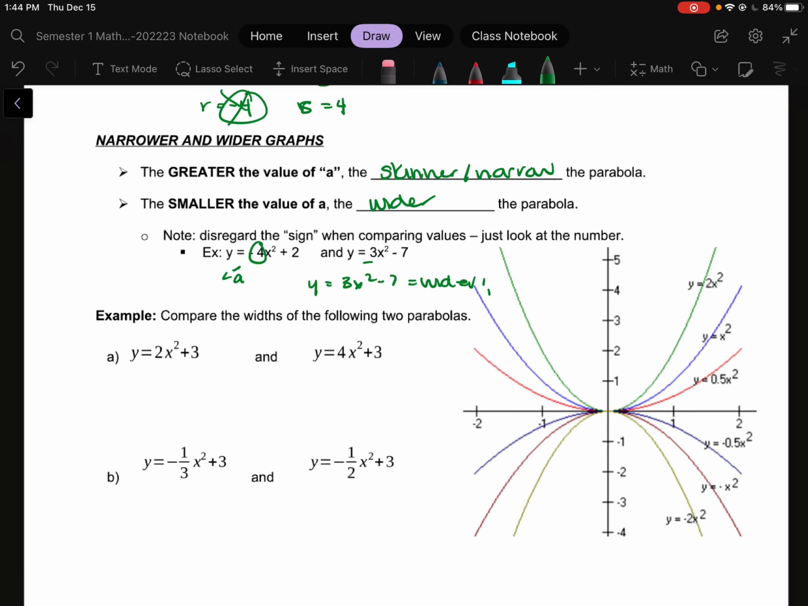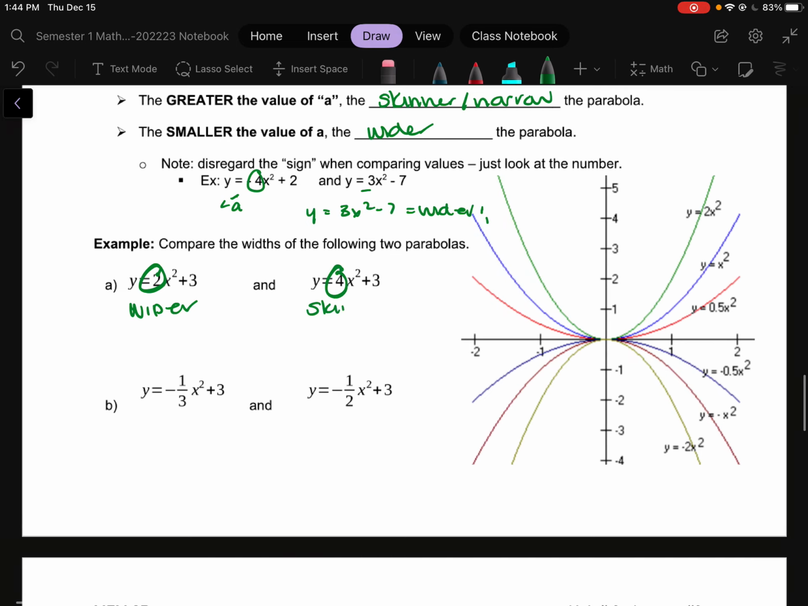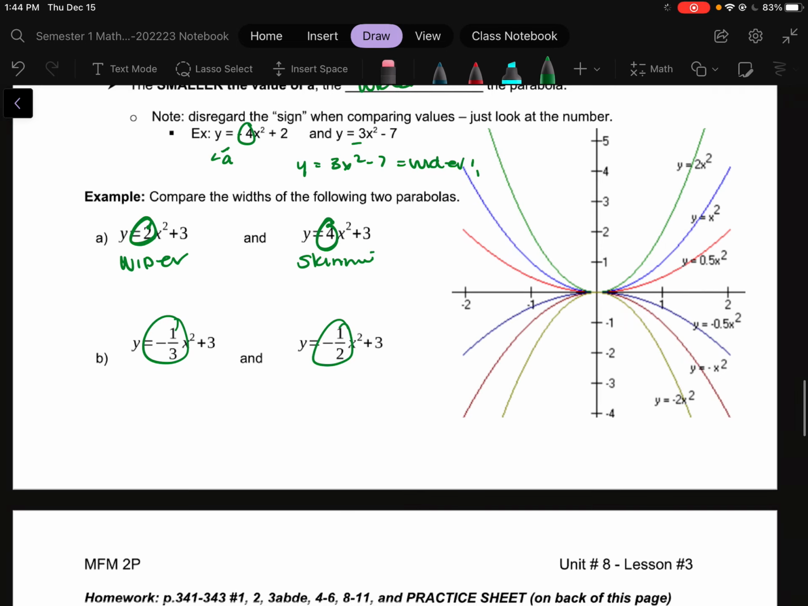Okay, so let's compare these two together. Let's compare our numbers. So we have 2 and 4. So this one's going to be wider, and this one's skinnier. Same thing, we have -1/3 and -1/2. So if we're putting this into decimal, that means this would be 0.33, and this one would be 0.5, and both these are negative. So that means 0.33 is less than 0.5. So that means this one's wider and this one's skinnier.